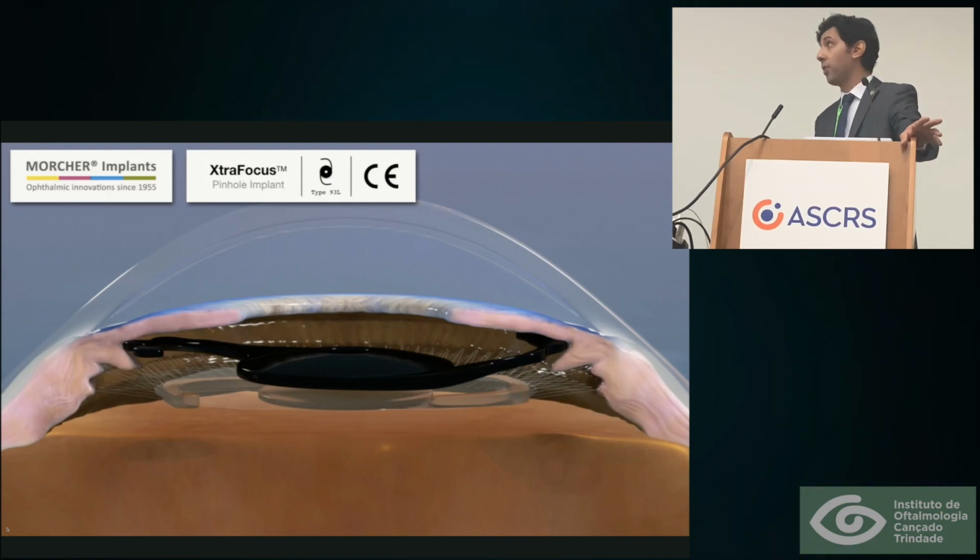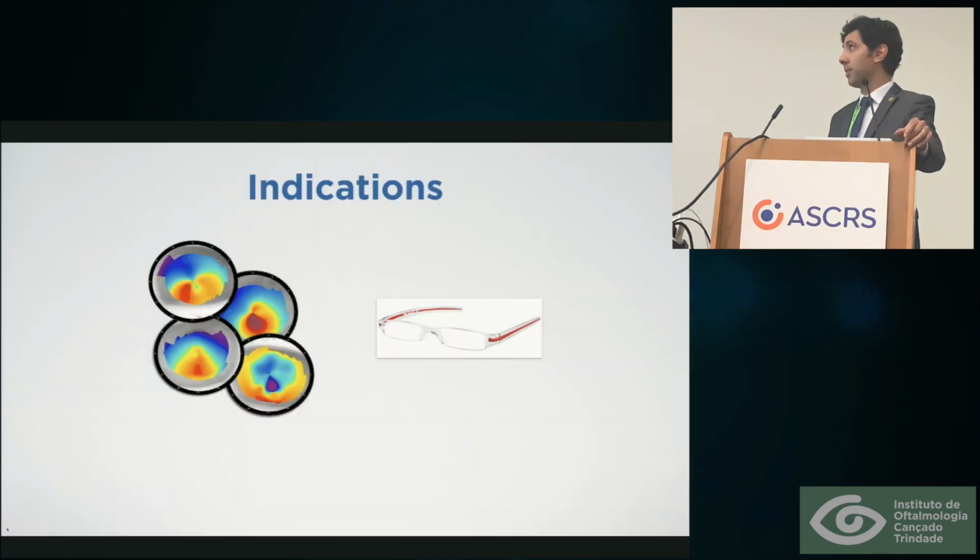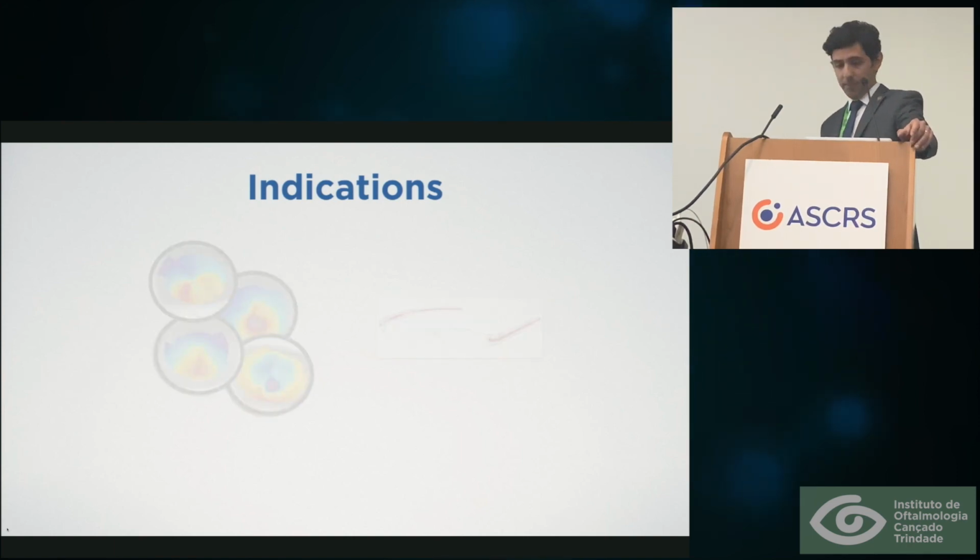This is called the XtraFocus. It is made of a foldable black hydrophobic acrylic with a larger overall diameter to be safely implanted in the sulcus. And here, when we consider the main indications, we've covered this. It's either directed to irregular astigmatism and high-order aberrations in the cornea, or directed to the treatment of presbyopia.